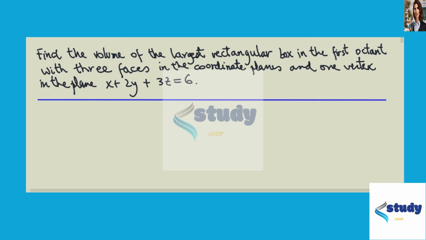We are going to find the volume of the largest rectangular box in the first octant with three faces in the coordinate planes and one vertex in the plane x plus 2y plus 3z equals 6. So what we have here is a situation like the following.